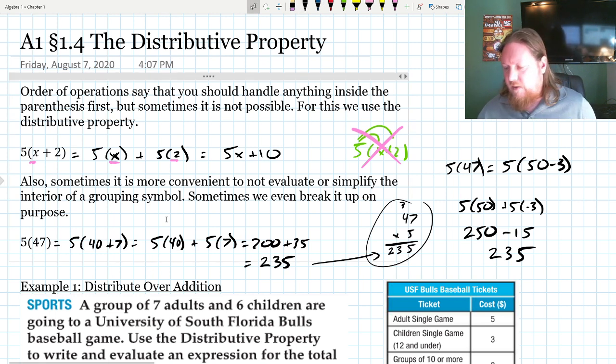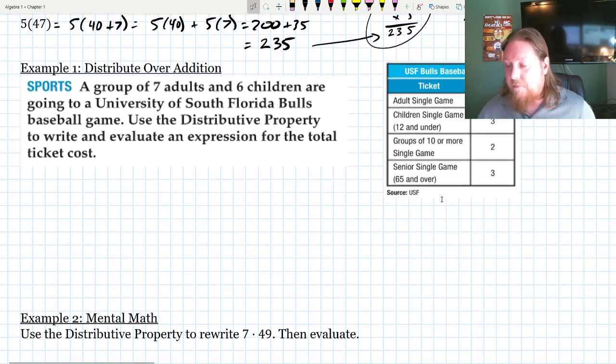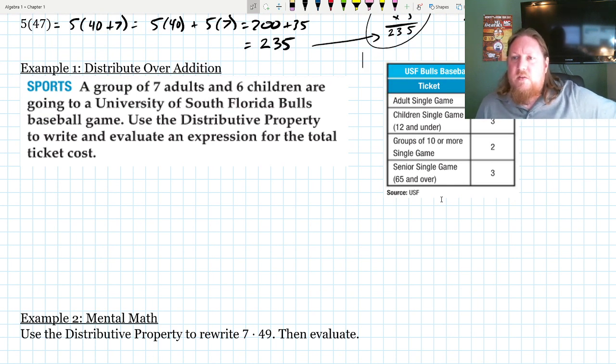In this video, I've got enough time to do example 1 here. Alright, distribute over addition. A group of 7 adults and 6 children are going to a University of South Florida Bulls baseball game. Use the distributive property to write and evaluate an expression for the total ticket cost.